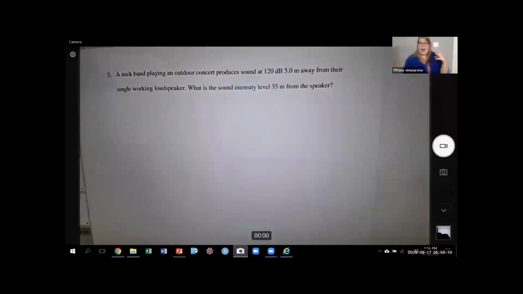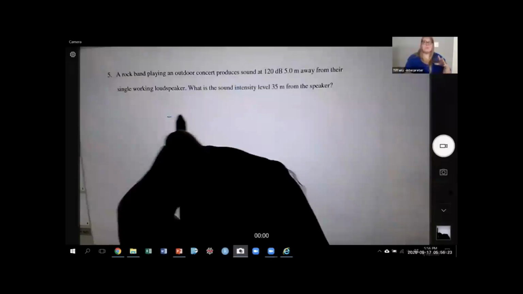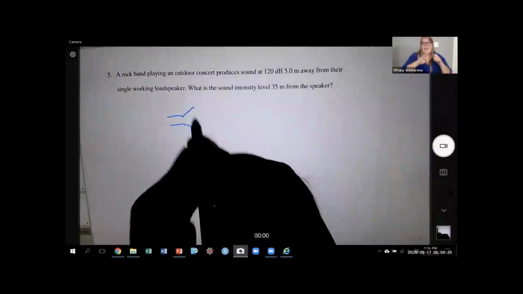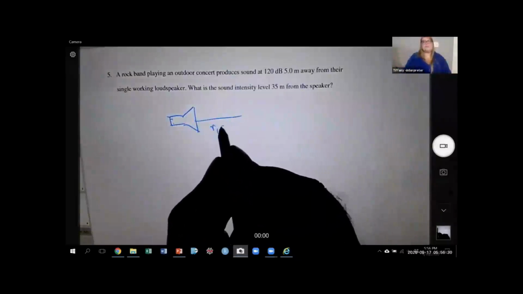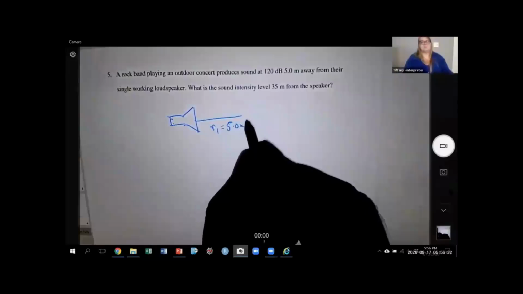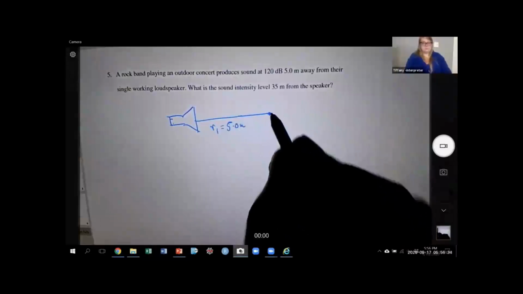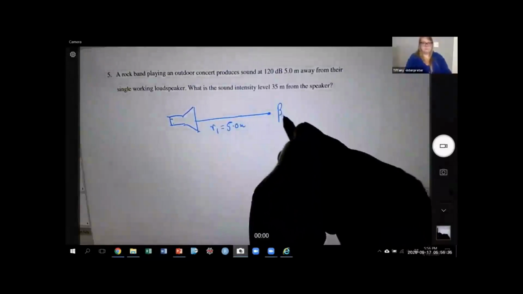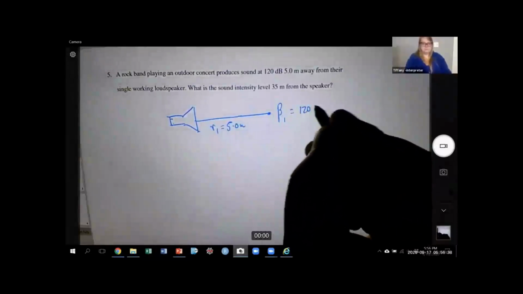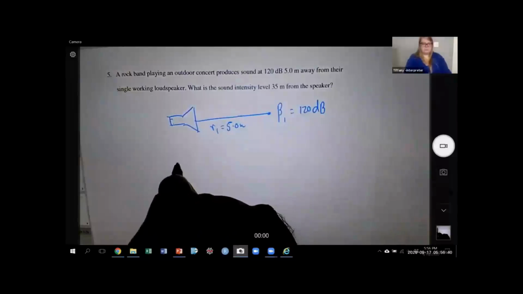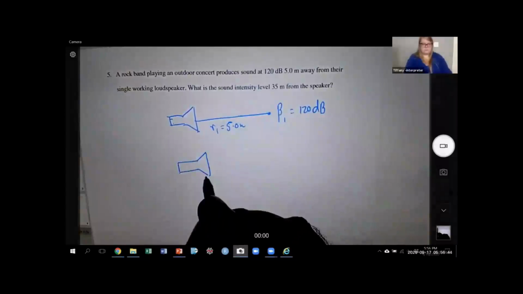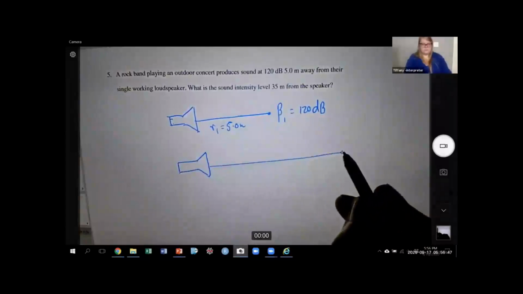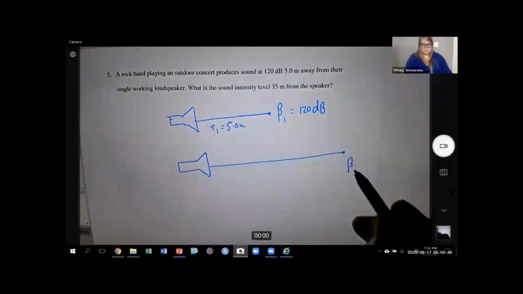What is the sound intensity level, however, at 35 meters away? Here's the thing. Now you have only a single speaker. It says at R1 the distance is 5 meters. This is the observation point. Your loudness is 120 decibels at 5-meter distance. Now it's asking, the speaker is the same, but at a further distance, 35 meters away, what's the loudness?